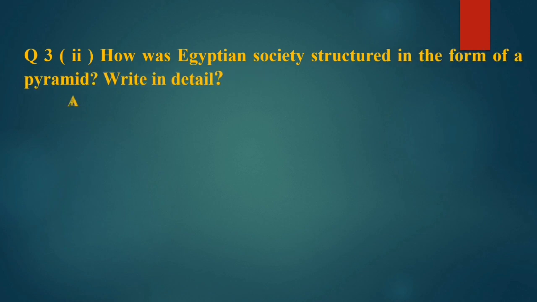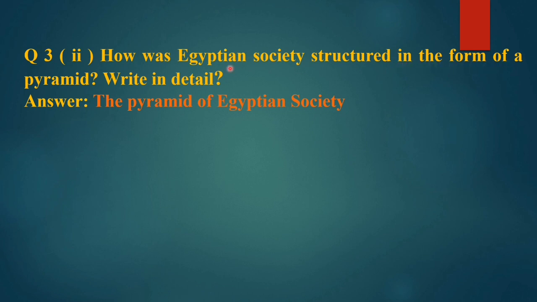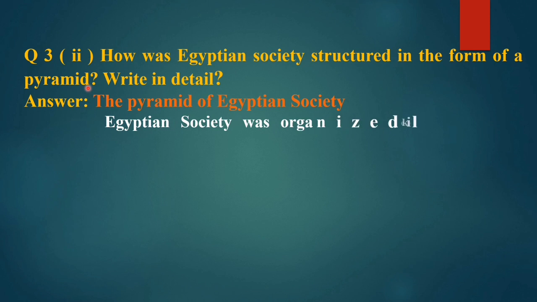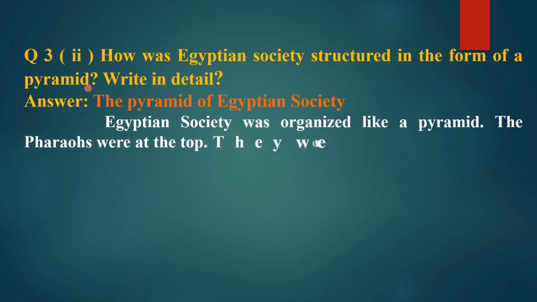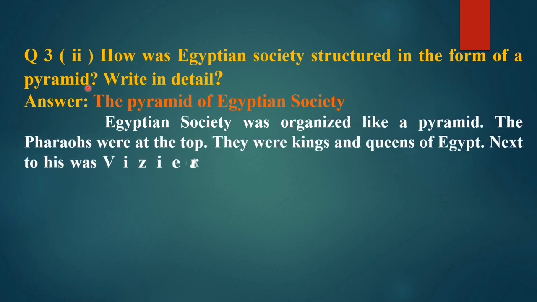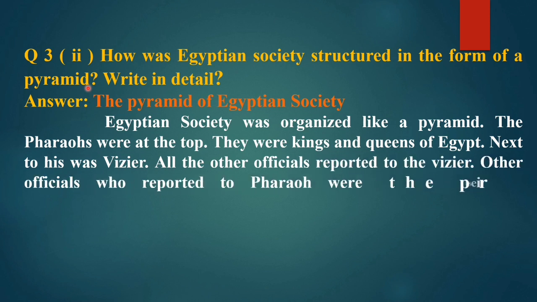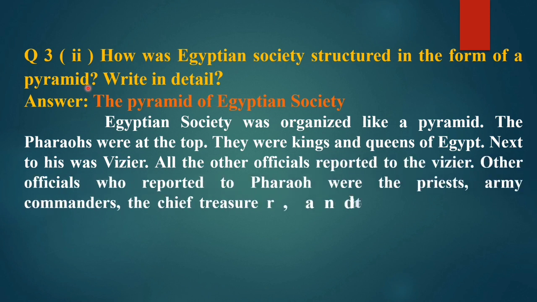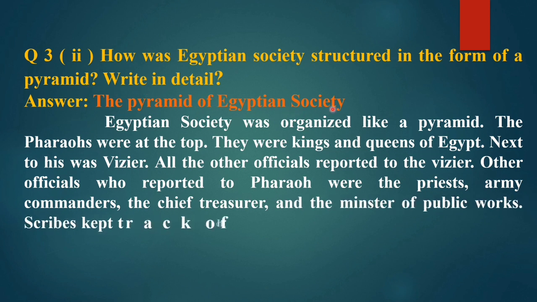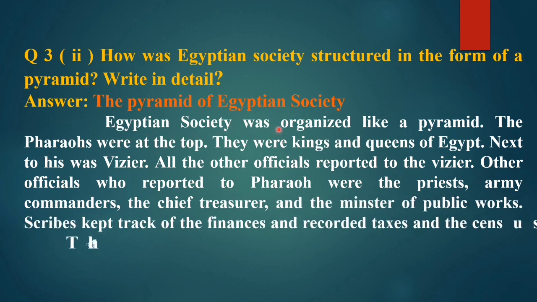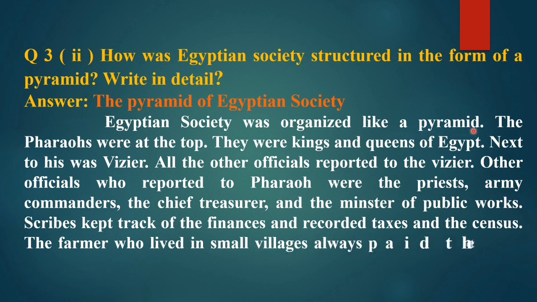Question number 3. How was Egyptian society structured in the form of a pyramid? Write the detail. As you have seen in movies, a pyramid is a triangle shape, and they built their huge buildings like this. The pyramid of Egyptian society. Egyptian society was organized like a pyramid.